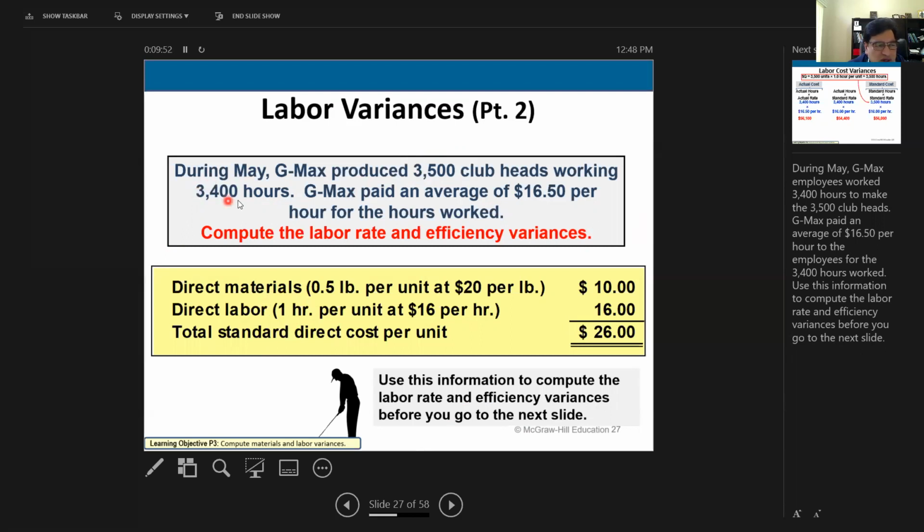You used 100 hours less than what you were allowed. Same thing here. Your per unit standard for labor hour was 16, you paid 16.50. This would be favorable or unfavorable rate variance? Unfavorable, because you paid 50 cents more for those 3,400 hours. So right from here, you can get the answer. 50 cents times 3,400 will give you your 1,700 as the number. Do you see what I'm saying?